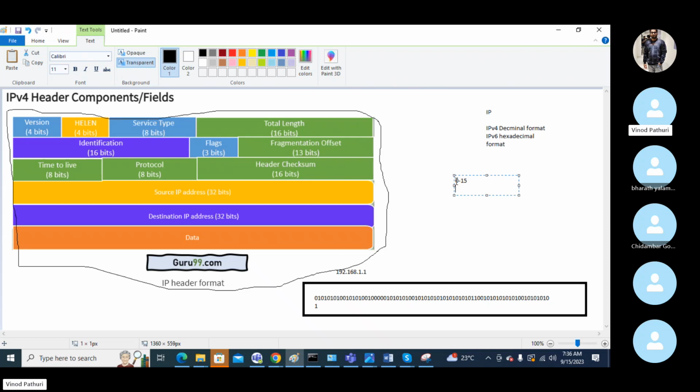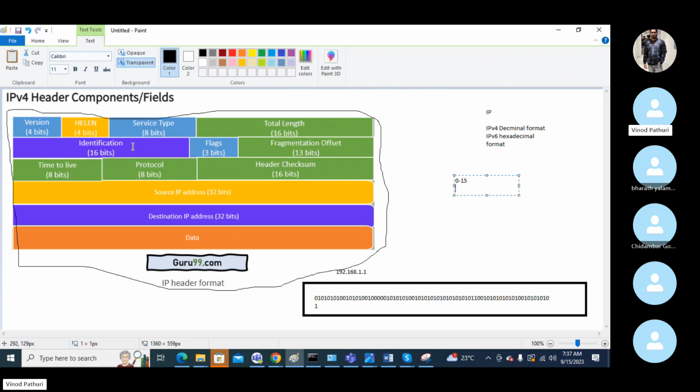So this is the total length. It represents the header component we have. Version is 4 bits, header length is 4 bits, and service type is 8 bits, so in total it is 16 bits, and it can go up to a maximum of 65,535 bytes. And next, identification.